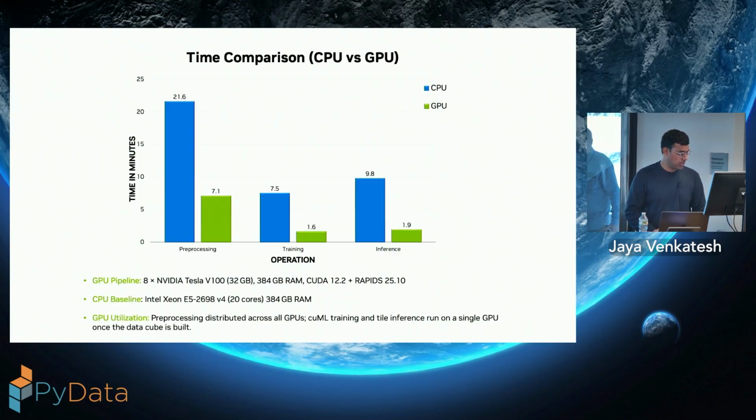So yeah, you can see pre-processing was done 3 times faster. Model training and inference was about 5 times faster. For pre-processing, because we use a multi-GPU setup, we use 8 Tesla V100 GPUs. But for training and inference, because the data has been reduced to a pretty small footprint, we used only a single GPU to do this. And you can see that's the CPU we used, which is 20 cores. And the RAM for both of these experiments was the same. And that's the CUDA and RAPIDS versions for this pipeline.